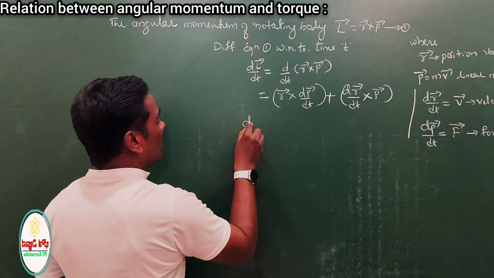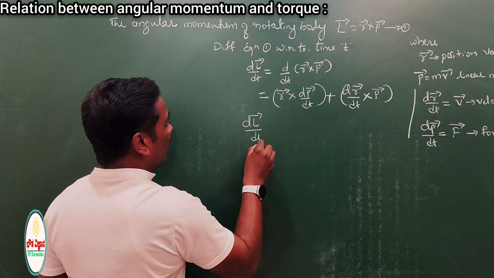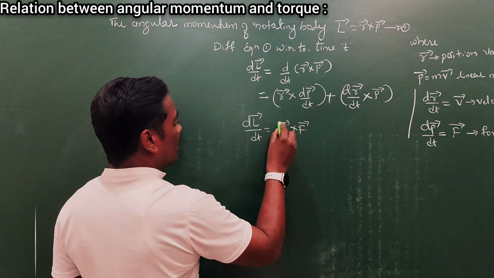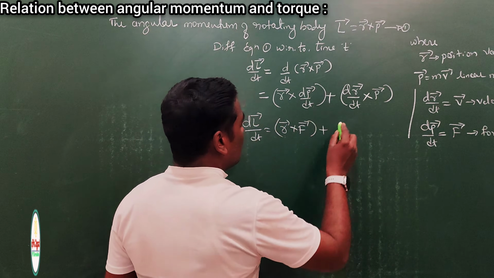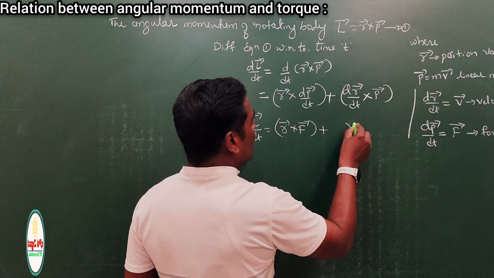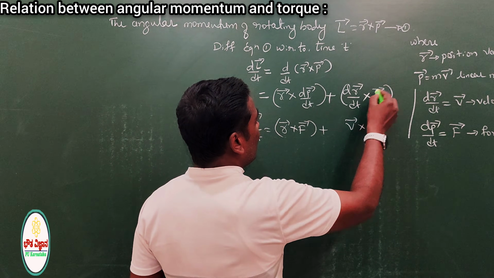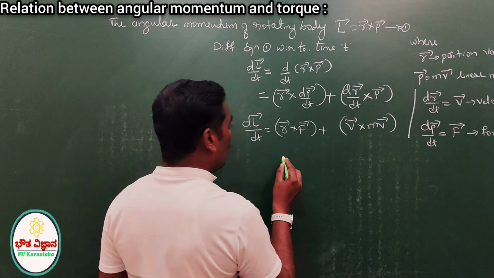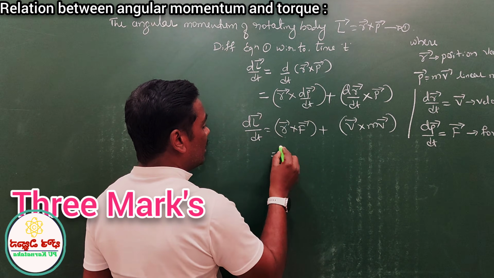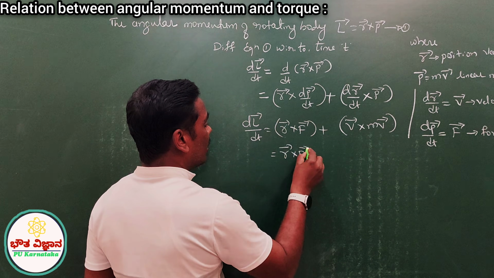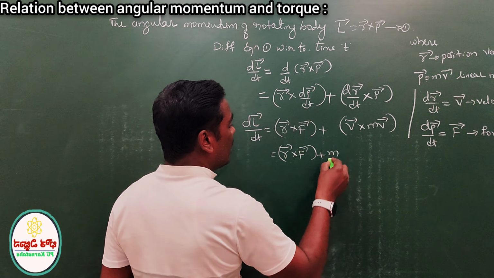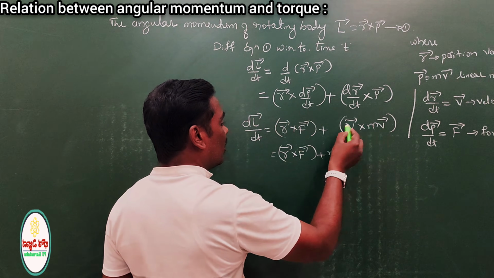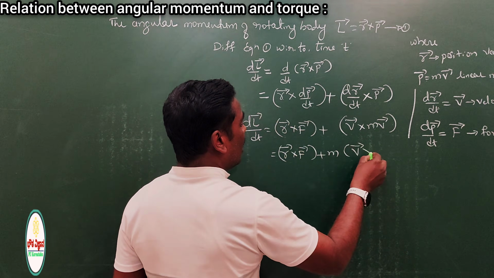On substituting, dL by dt is equal to r cross F, plus dr by dt, the velocity vector, into p, which is nothing but m into v. The first term I will keep as it is, r cross F, then plus, taking m as the constant outside the cross product of the vectors, we get v cross v.